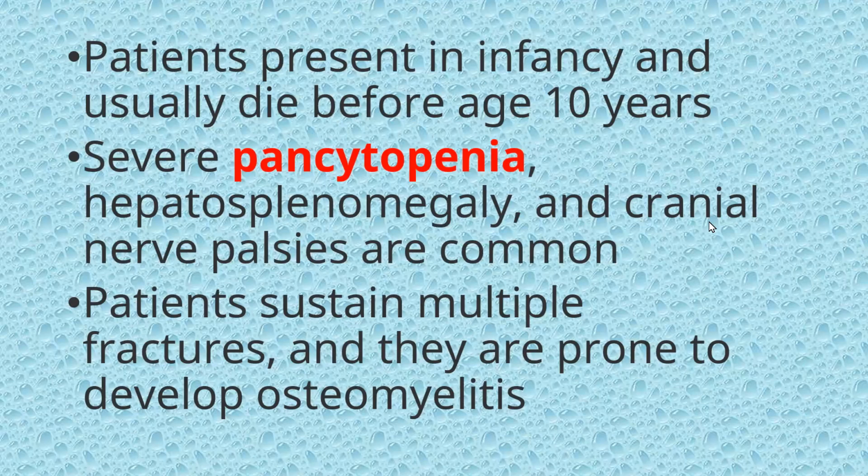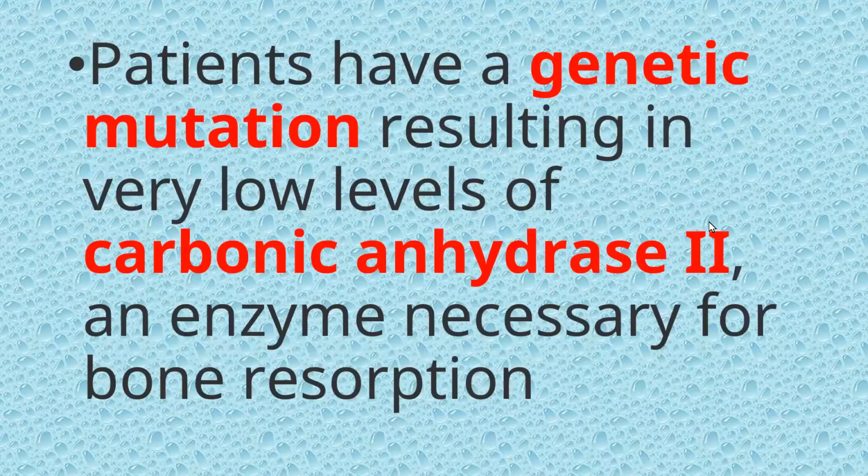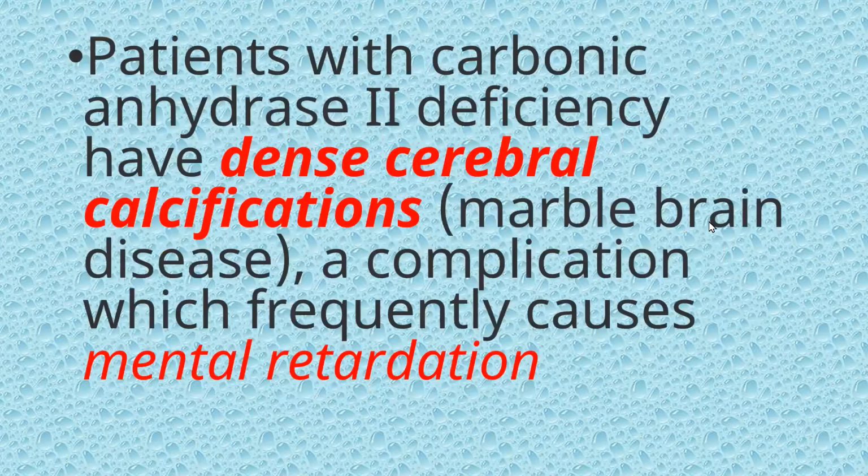Patients have a genetic mutation resulting in very low levels of carbonic anhydrase 2, an enzyme necessary for bone resorption. They lack carbonic anhydrase 2. Patients with carbonic anhydrase 2 deficiency have dense cerebral calcification. They have a condition which is called marble brain disease, a complication which frequently causes mental retardation.